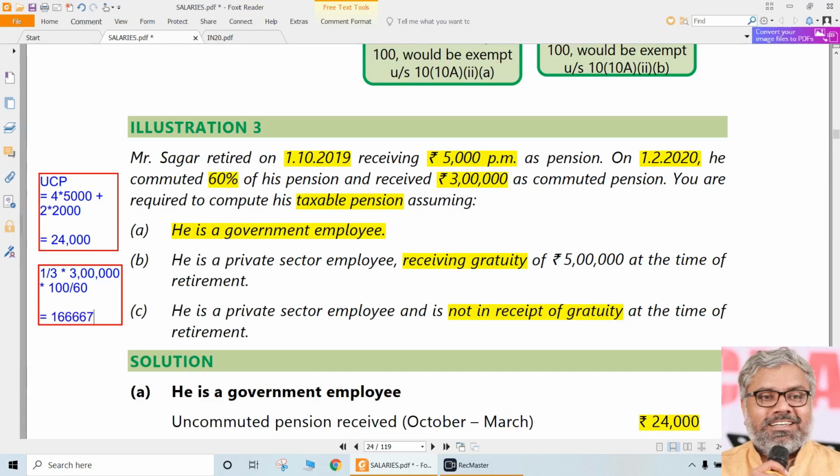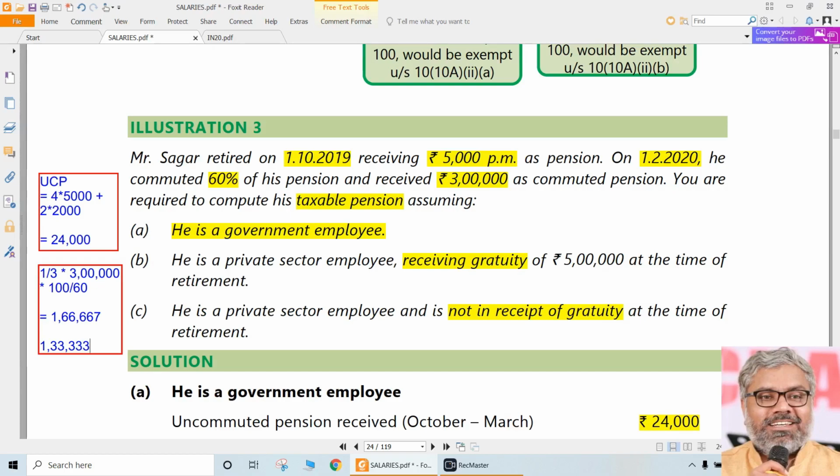1,66,667 rupees is the exemption. That means how much is taxable? If 1,66,667 is exemption, how much will be taxable? 3 lakhs minus 1,66,667, which comes to 1,33,333. That is the taxable commuted pension for the second case where the employee has already received gratuity.